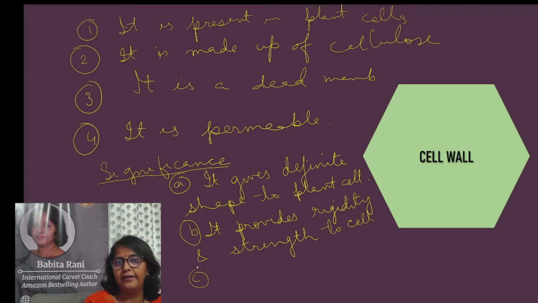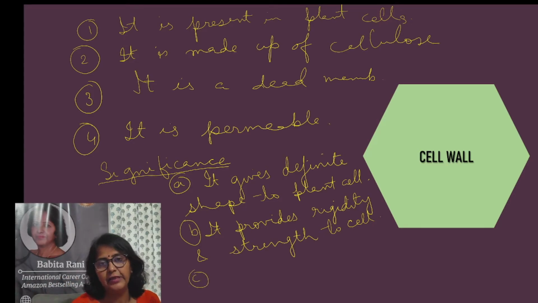This is the reason why it is not present in animal cell, because animal cells have movement in their body, so they cannot be very rigid, so they do not have this cell wall.